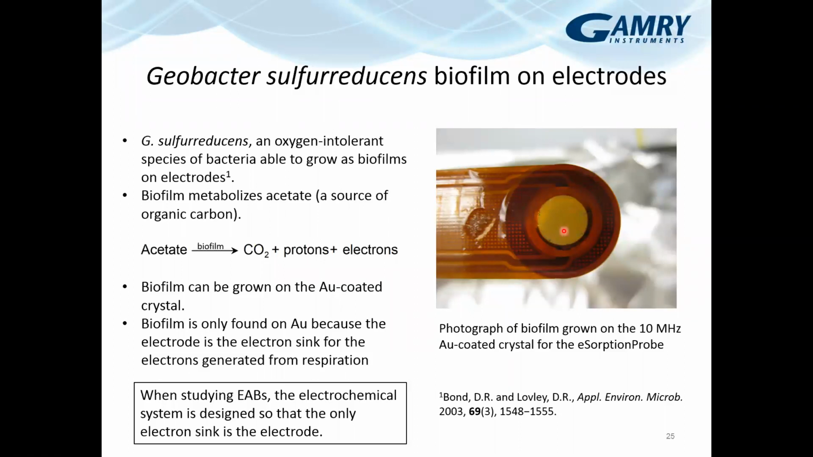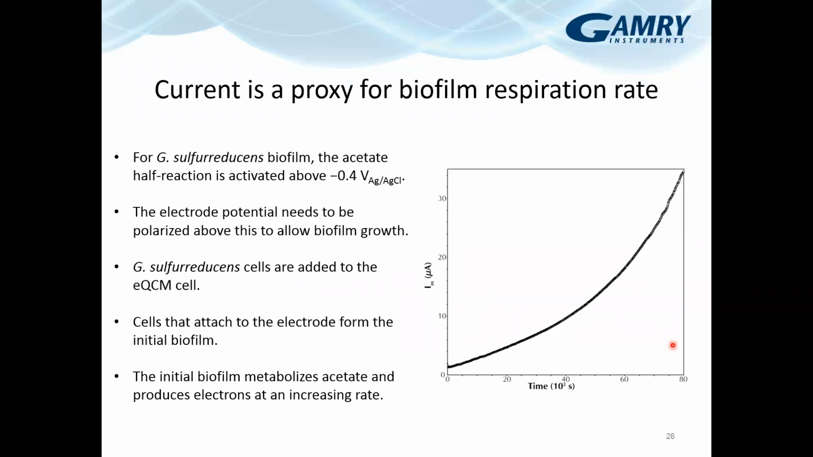If you've ever grown biofilm in lab, you'll know that they tend to grow everywhere. But these EABs, and Geobacter specifically, grow, I would say, cleanly. And this is actually a good sign that, when you're studying the EAB, there's some causality where the biofilm is actually growing only on the electrode and nowhere else. Right? So current is a proxy for biofilm respiration rate.